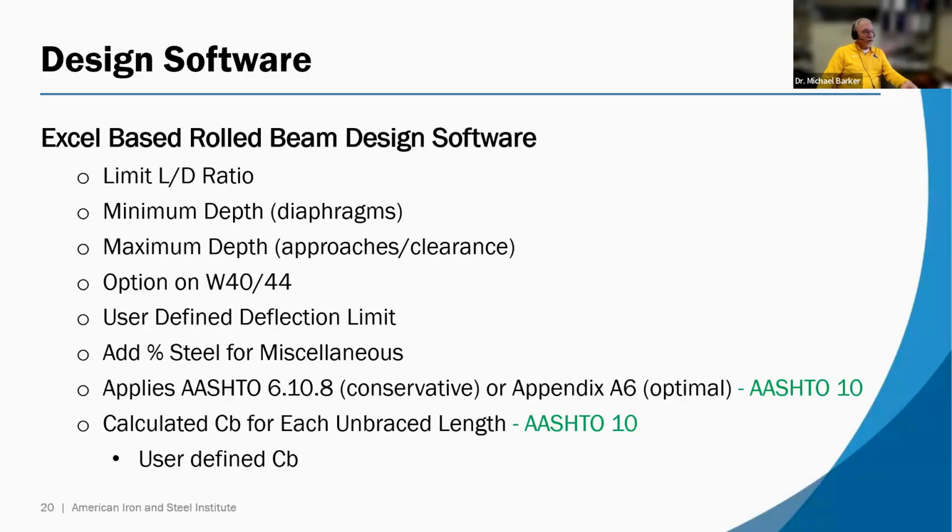Now, AASHTO for the non-composite part has a couple different ways you can do that. There's the conservative approach, limiting stresses, or there's the more accurate optimum approach in Appendix A6, and the user can choose which one they want to use. And that's been changed in AASHTO 10. This product is AASHTO 10, the new LRFD Bridge Design Specifications. And one of the things that changed that is quite significant is that moment adjustment Cb factor for lateral torsional buckling. And it actually goes back to AISC, the building people's, now, or you can put in your own.